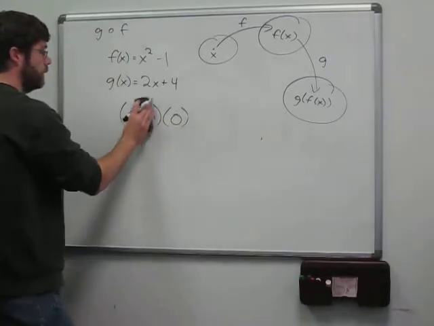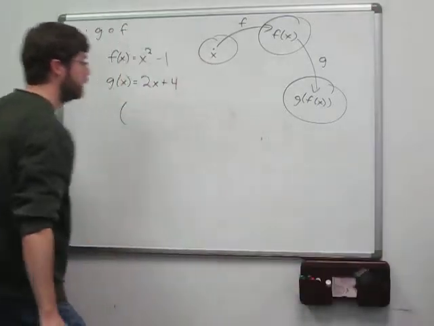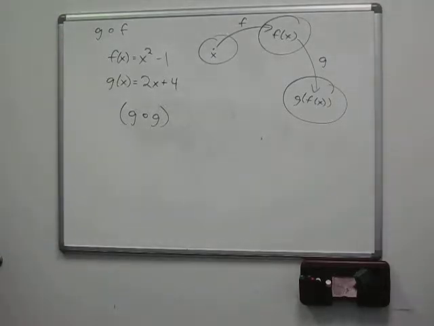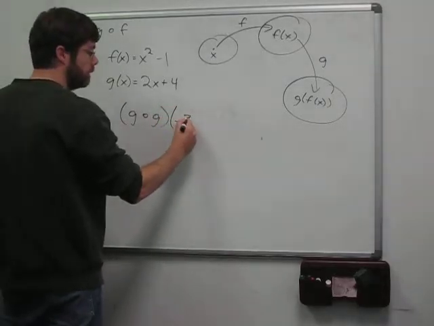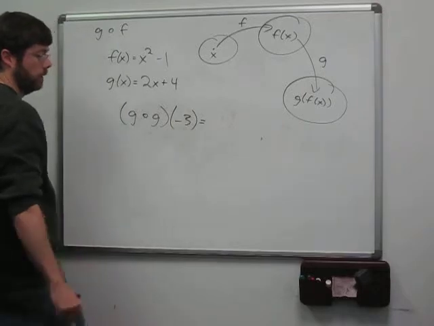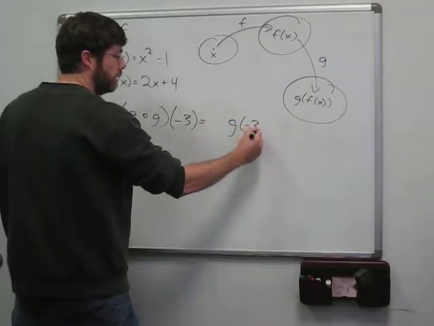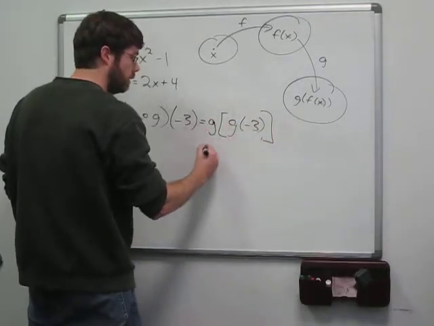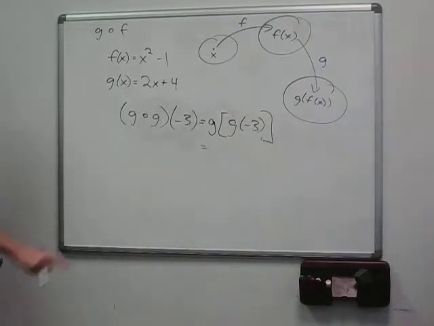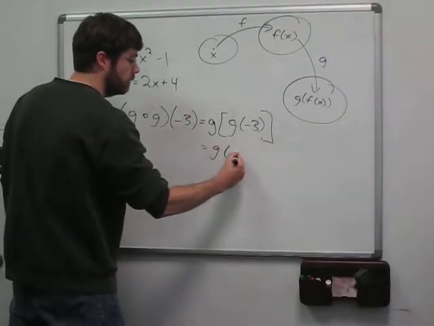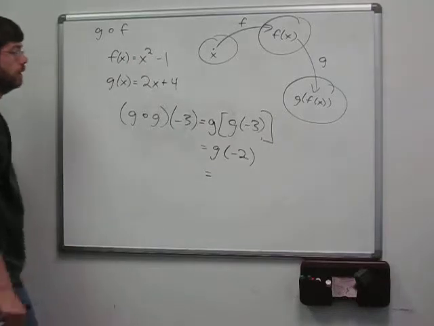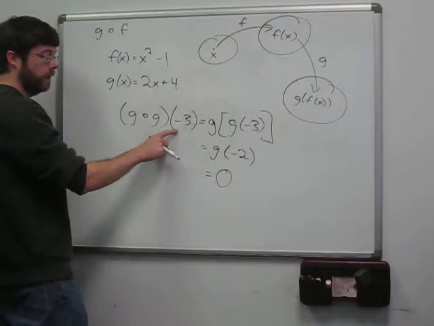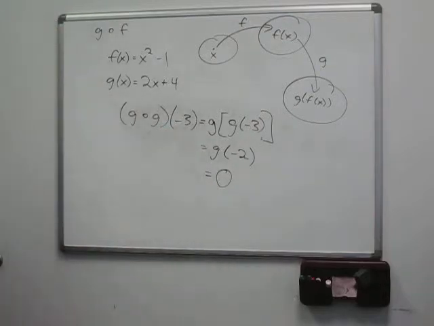We can, of course, compose a function with itself. We can look at g of g of, say, -3. In that case, we're going to take our function g and evaluate it at -3, and then apply g to the result. G of -3 is equal to -2. G of -2 is equal to 0. So g of g of -3 is 0.